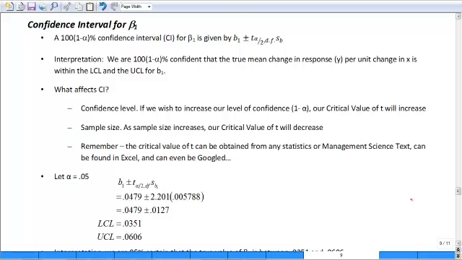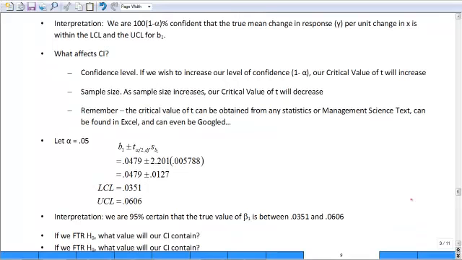Where do we find this critical value of t? We go to any t table. I pulled one off of Google. Your management science text has one. You can even use Excel functions. So, let's develop a confidence interval for the slope.